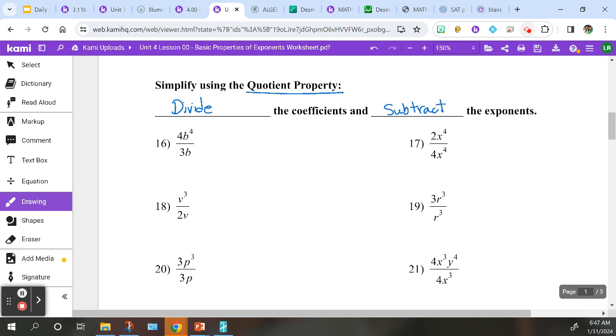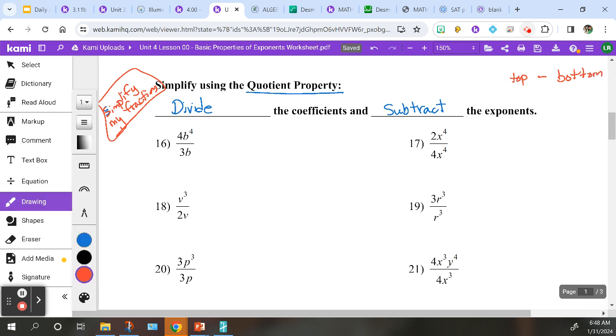subtract the exponents. Now, when we talk about dividing the coefficients, I can think about it as I'm going to simplify my fraction. Okay, because that's really what we're doing there. Now, when we subtract the exponents, we have to start with the top exponent, so it'd be the top one subtracting the bottom one. Okay, that would be the consistent process that we would take.